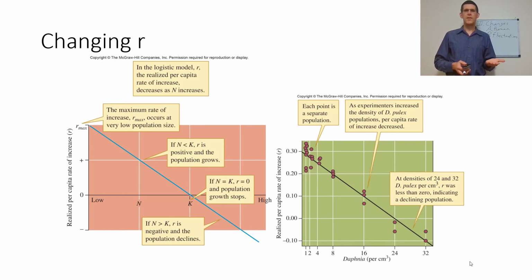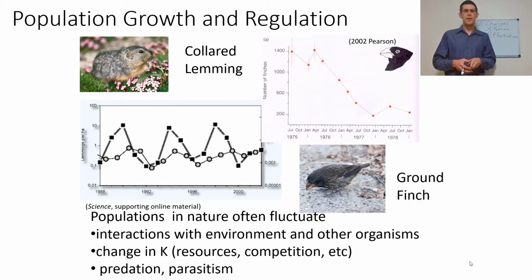This can be seen in the example here of Daphnia. The per capita rate of increase changed as the density of Daphnia increased. So R can be changing. There's also the regulation of population growth. Abiotic factors are just things that are going to change randomly. Those are density independent factors.